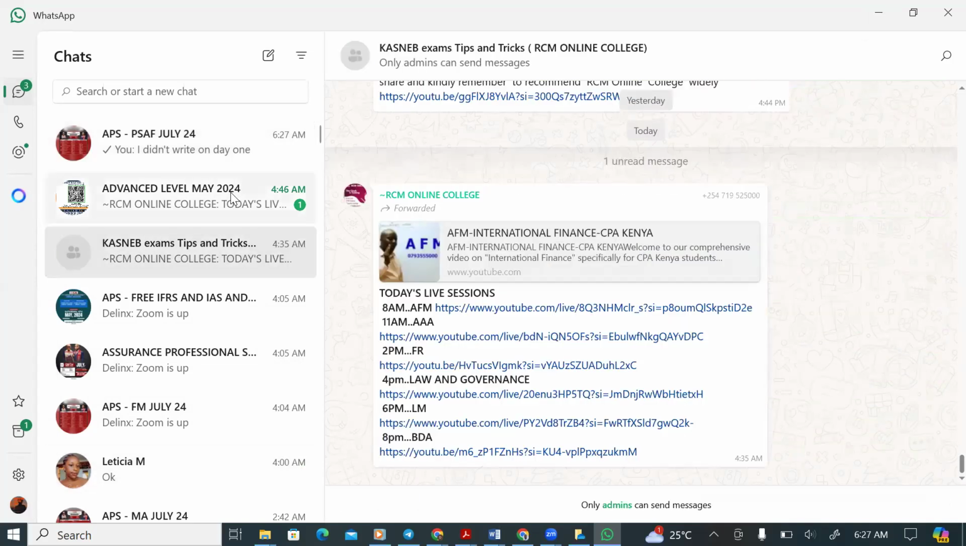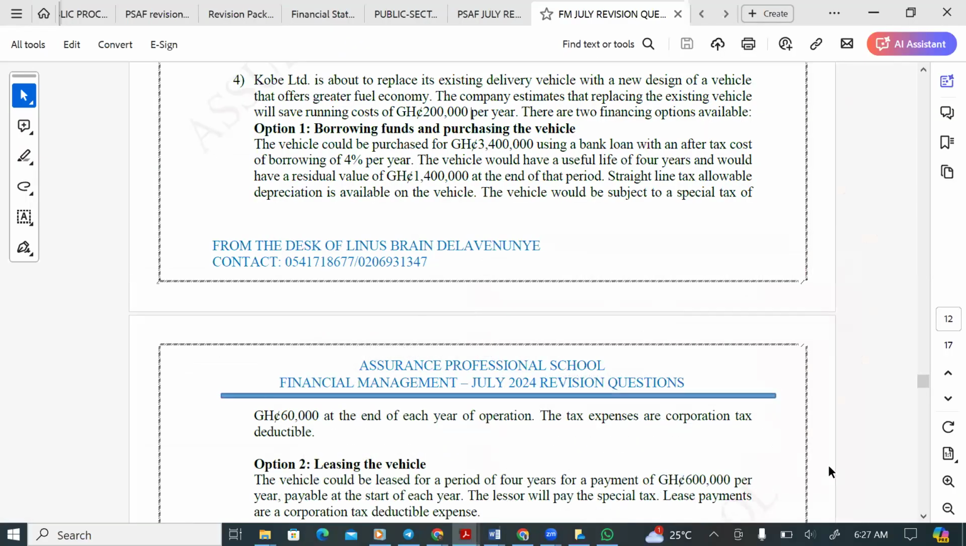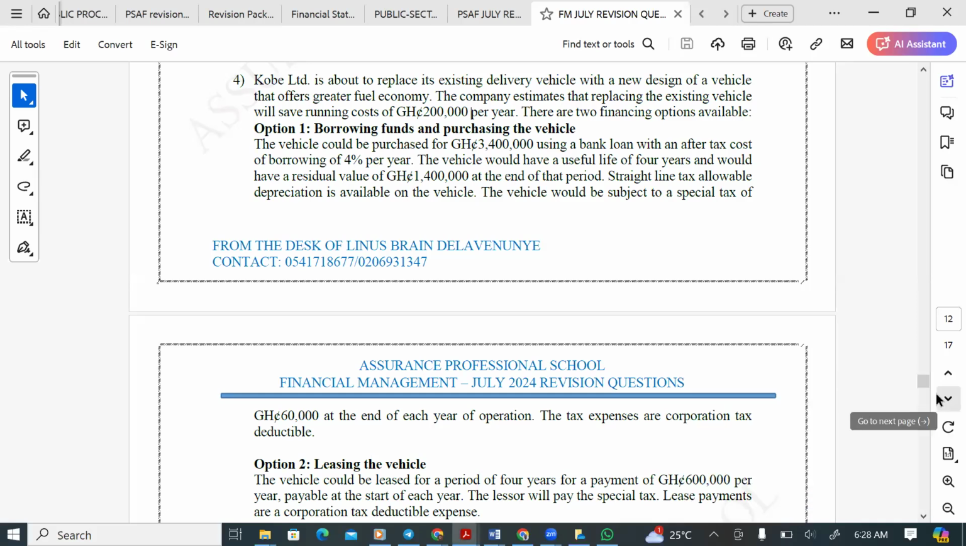There are two financing options available. Option 1: borrowing funds and purchasing the vehicle. The vehicle could be purchased for 3.4 million cedis using a bank loan with an after-tax cost of borrowing of 4% per year. The vehicle would have a useful life of 4 years and a residual value of 1.4 million at the end of that period. Straight line tax allowable depreciation.